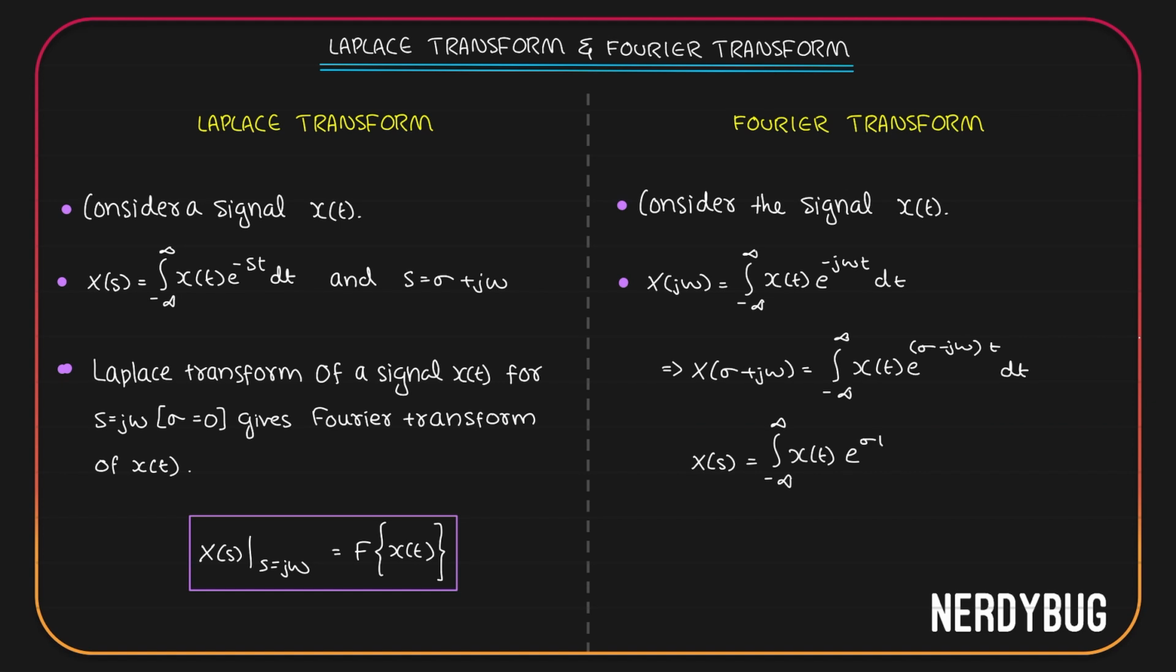So let's write it down. e raised to sigma t multiplied by e raised to minus j omega t dt. Now what we have over here on the right hand side is the integral from minus infinity to infinity of x of t e raised to sigma t e raised to minus j omega t dt. This is nothing but the Fourier transform of x of t e raised to sigma t. So we can conclude the relation: the Laplace transform of a function x of t is nothing but the Fourier transform of the function x of t e raised to sigma t.